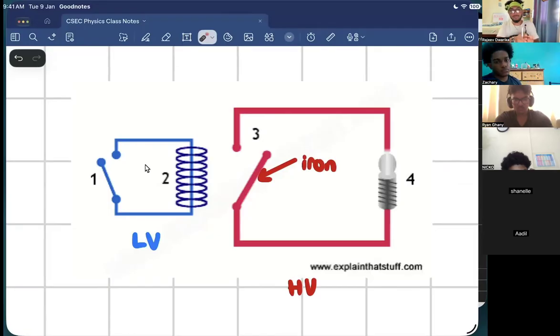So by switching on the low voltage side, it generates a magnetic field, and that magnetic field causes the soft iron armature in the high voltage circuit to be closed, and that causes current in the high voltage circuit to flow.